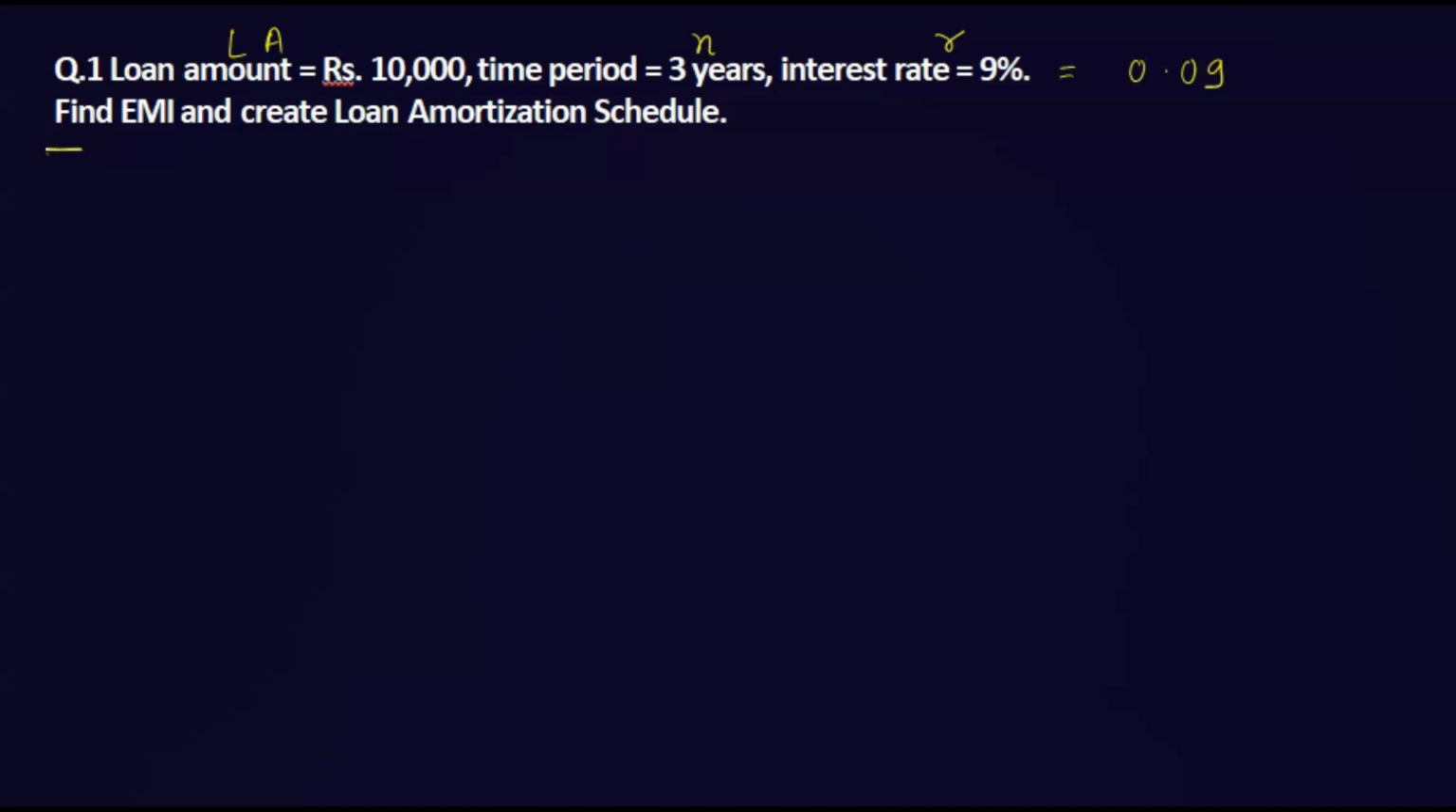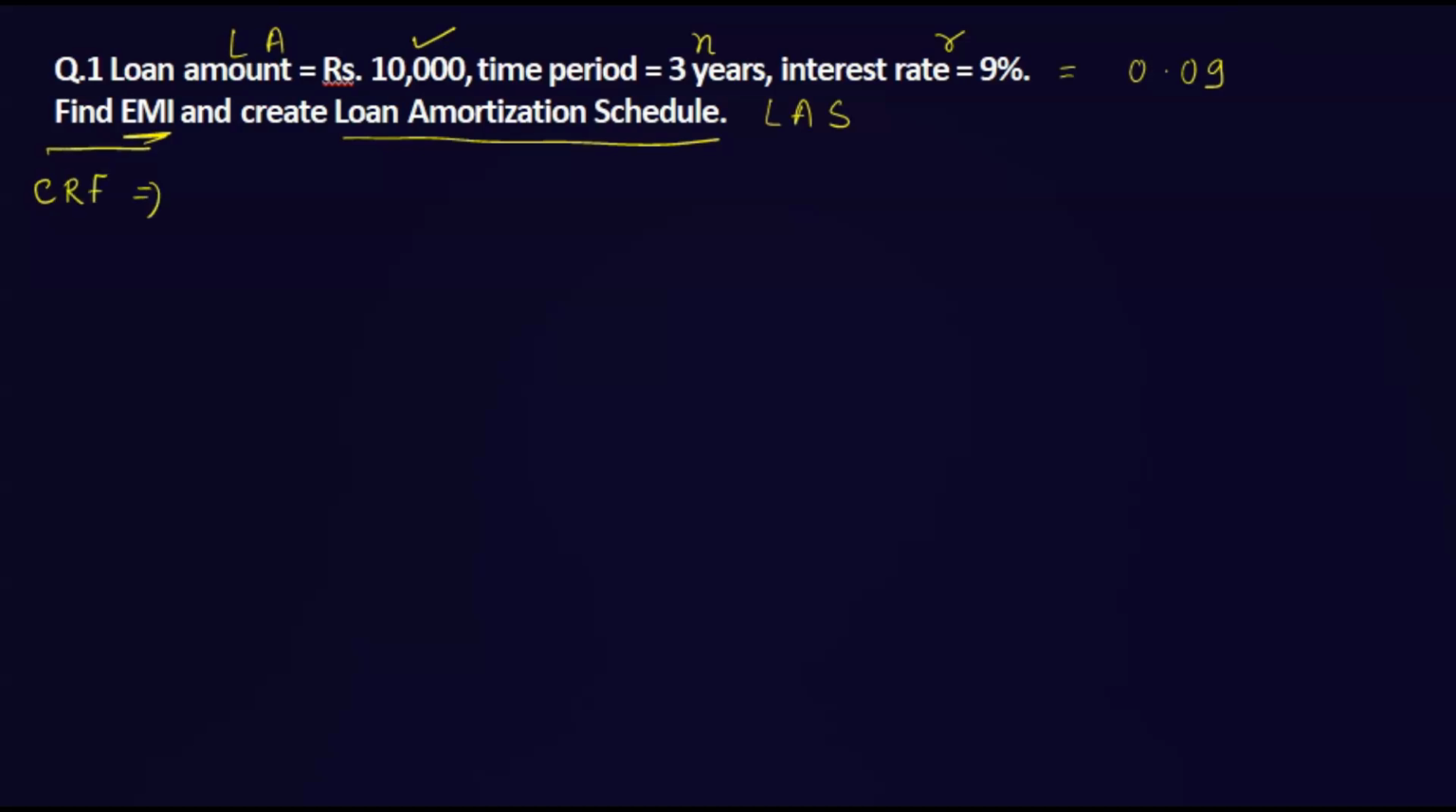We have to find EMI as well as create the loan amortization schedule, LAS. How can we find it out? Let's see. For the loan, first we have to find out EMI. For EMI, you remember, first we need to calculate CRF, because for EMI we need to multiply CRF and the loan amount. The loan amount we already have, 10,000. First we need to calculate CRF. For CRF we have the formula.